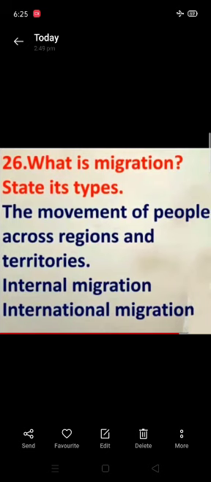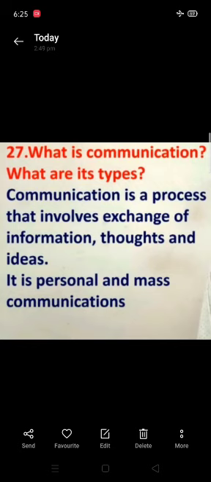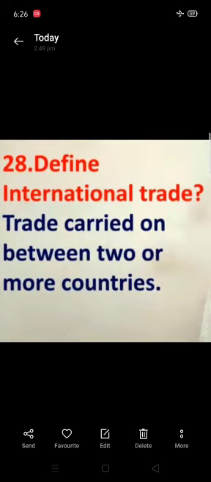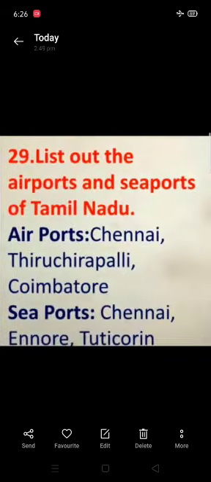What is migration? State its types. The movement of people across regions and territories. Internal migration, international migration. What is communication? What are its types? Communication is a process that involves exchange of information, thoughts, and ideas. It is personal and mass communication. Define international trade. Trade carried on between two or more countries.